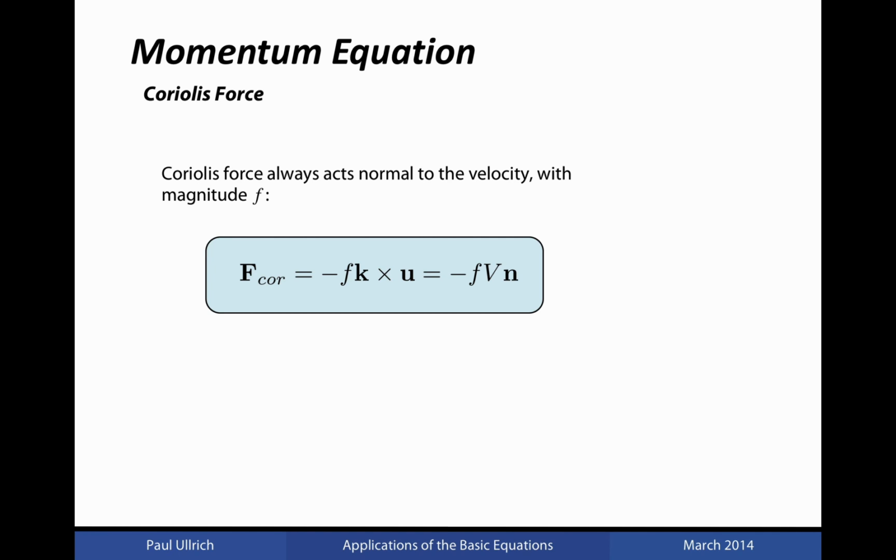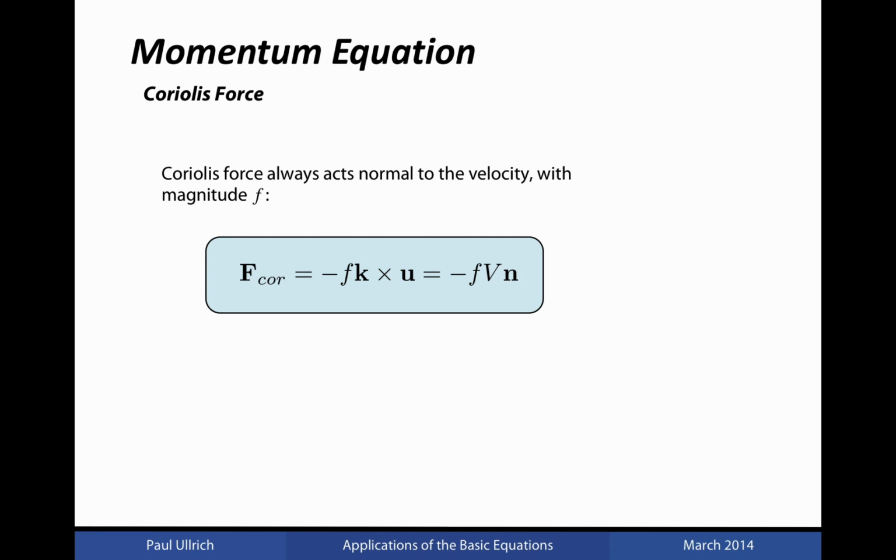So Coriolis force, as usual, always acts normal to the velocity. Coriolis force then, very simply in natural coordinates, must take the form F Coriolis equals negative F k cross u. Recall u is simply given by the magnitude of the velocity times the tangent vector. And so plugging that in, using the fact that n equals k cross t, gives us an expression for the Coriolis force that looks like negative F V n.